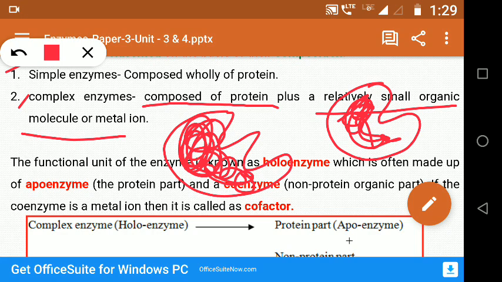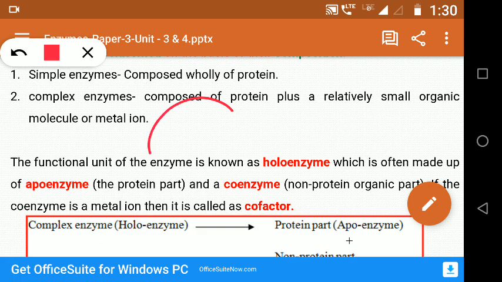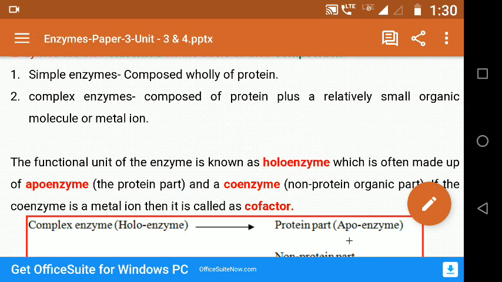Hexokinase, the first enzyme of glycolysis. The function of hexokinase is that, suppose this is the enzyme, it binds glucose here. Then what happens? It should transfer a phosphate from ATP to the glucose to form glucose 6-phosphate.